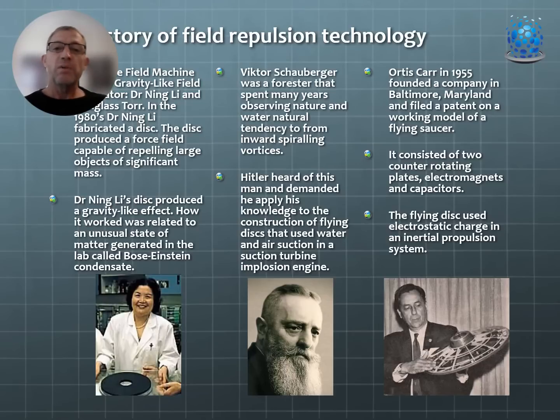Another person people may be familiar with is Otis Carr. Now, in 1955, he did found a company in Baltimore, Maryland, and filed a patent to work on a model of a flying saucer. Now, it consisted of counter-rotating plates, electromagnets, and capacitors. Now, the flying disc used electrostatic charge and an inertial propulsion system. There's quite a history behind Otis Carr, and he was taken to court by the FBI for fraud, and has quite a checkered history in that regard.